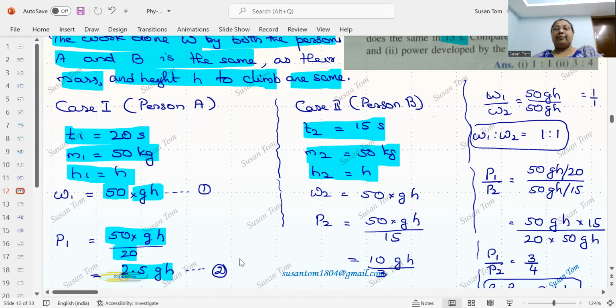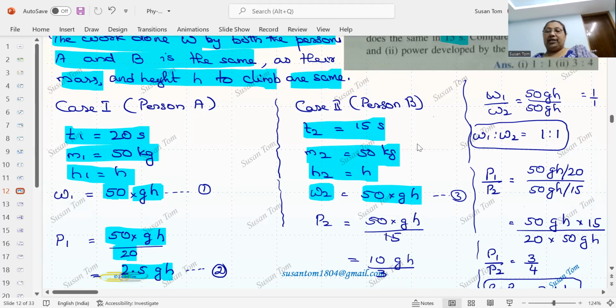Height also is the same. Work done equal to 50 GH, the same we are getting. You can mark this as equation number 3 if you want. Then power is again 10 by 3, 50 GH over 15, which is equal to 10, 15 and 50 you cut with 5. So 10 over 3 GH, you mark it as equation number 4.